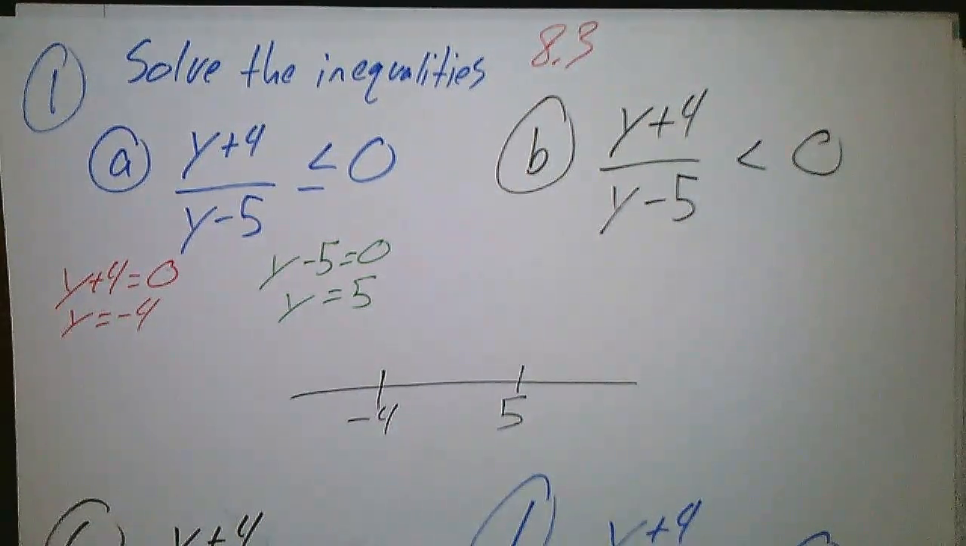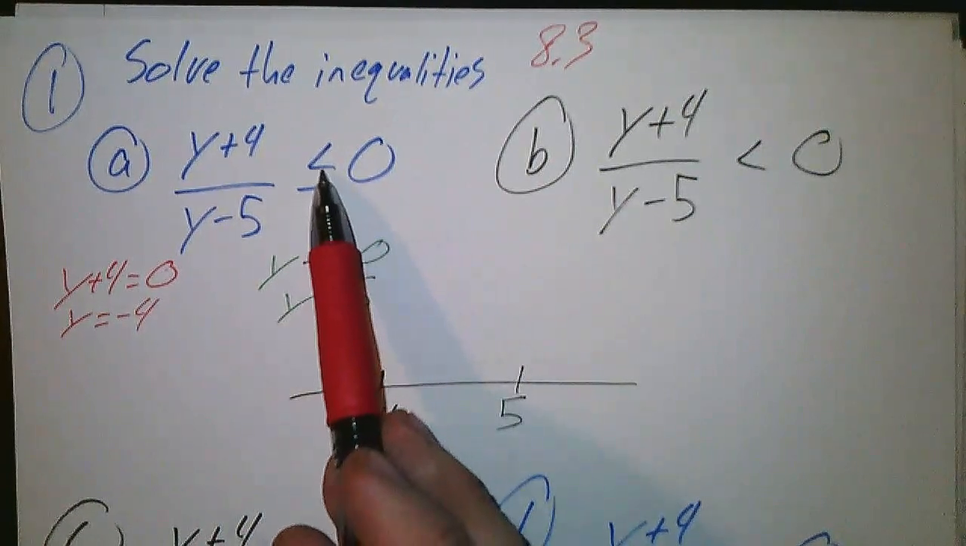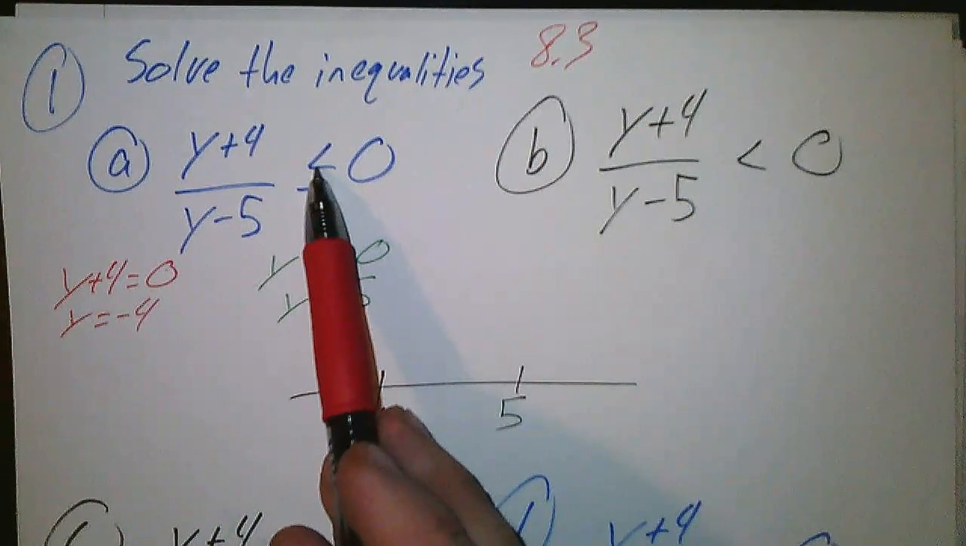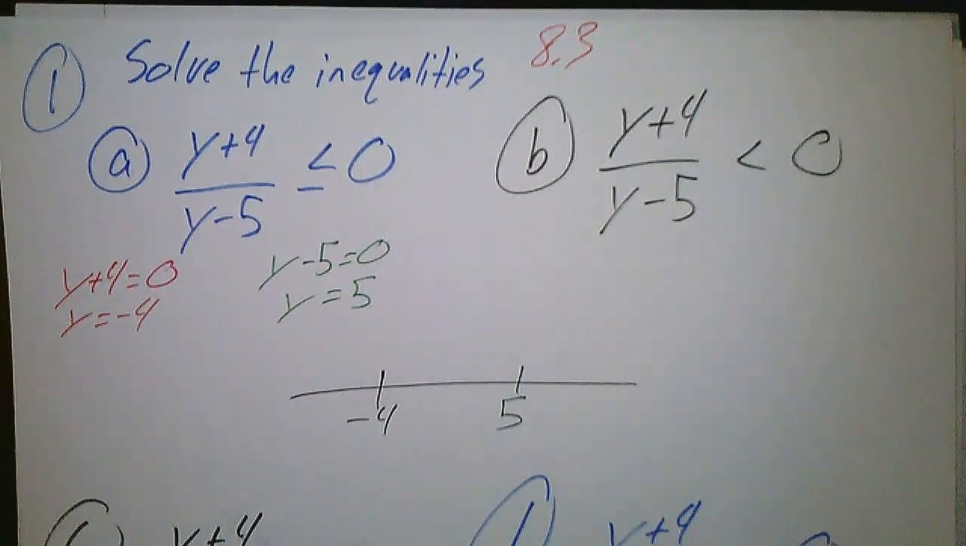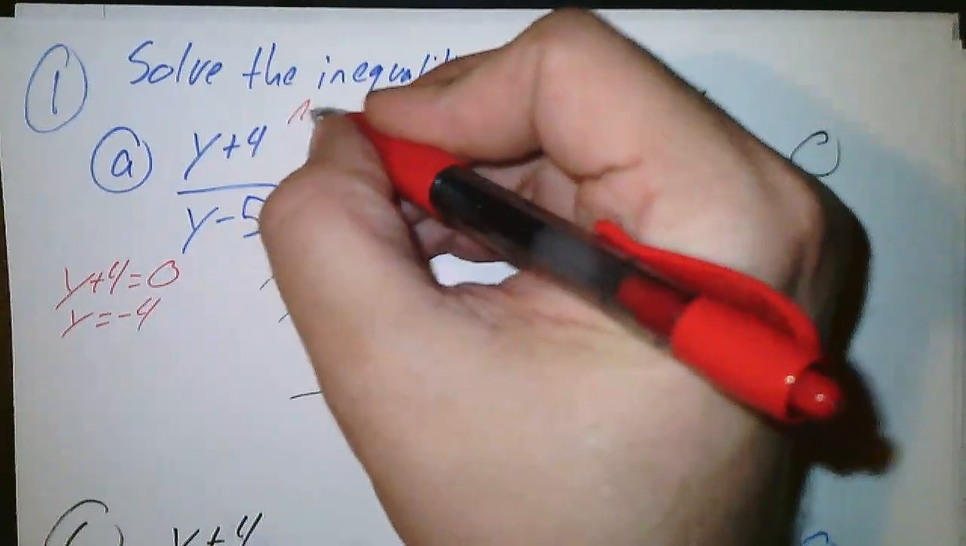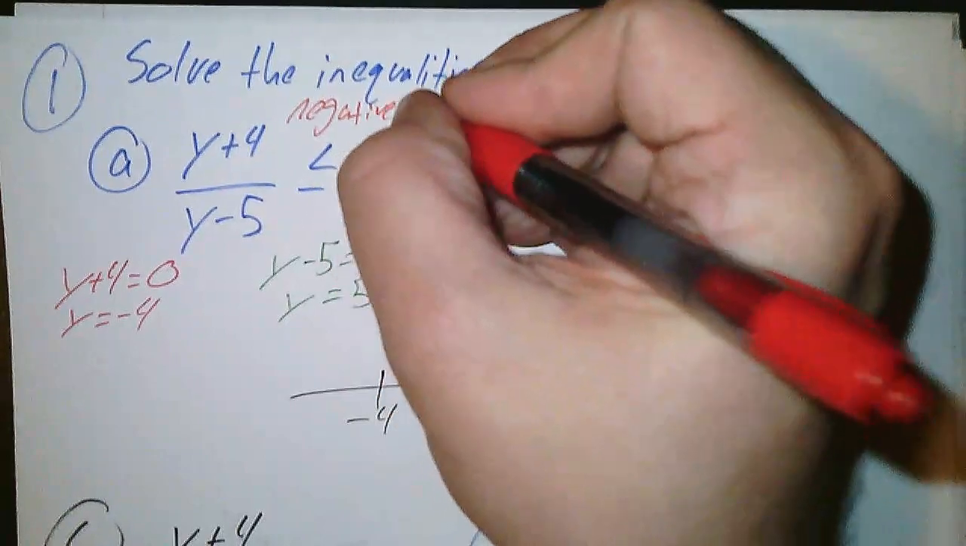but we really just need to do this once, where we do a test. Here on A, the symbol is less than or equal to 0. So we're really asking, where is the rational function here? Negative.